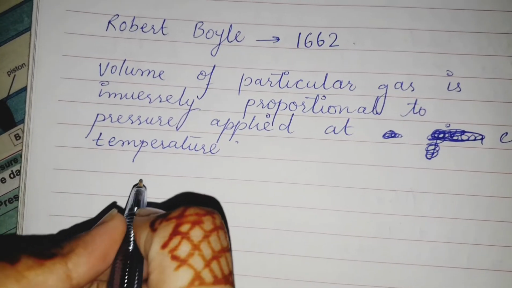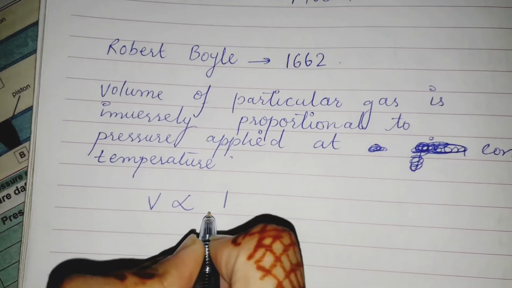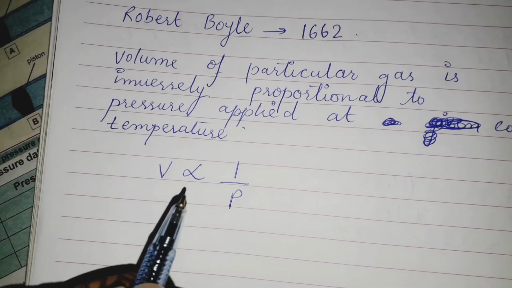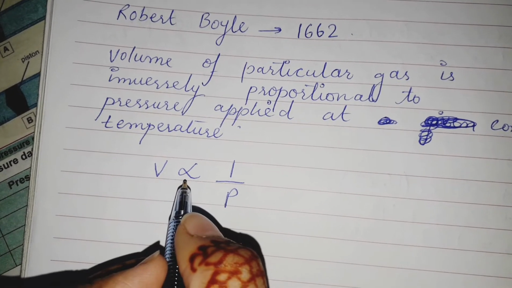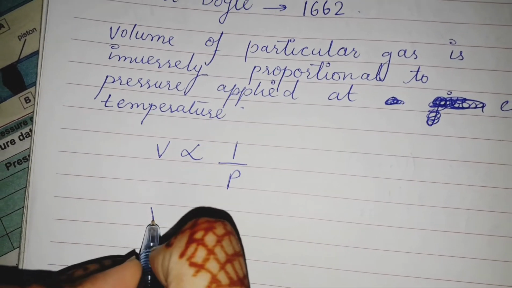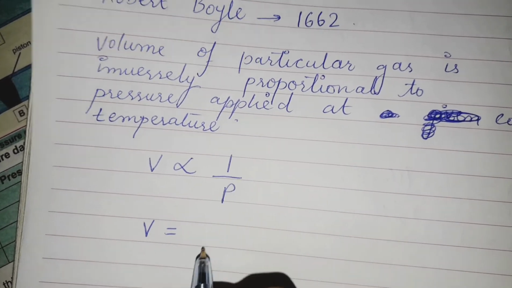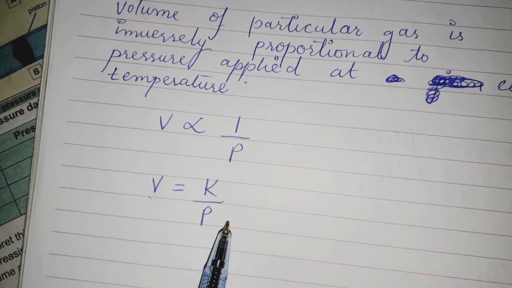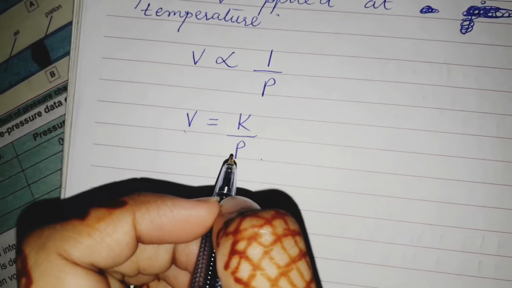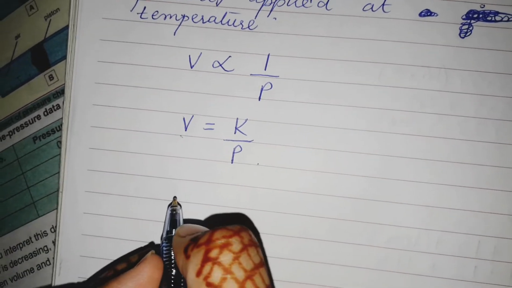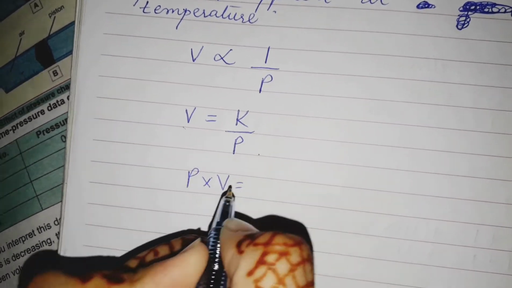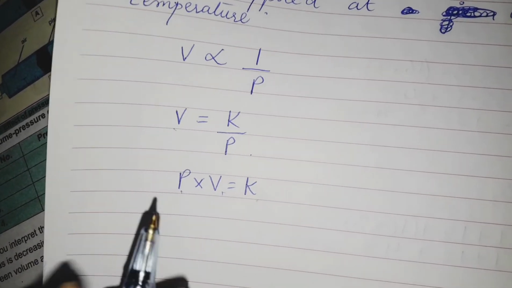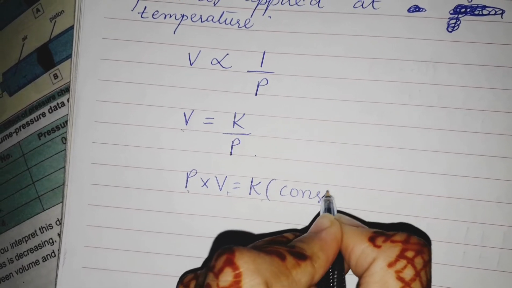We can write it as volume is inversely proportional to pressure. If we remove the sign of proportionality, we will add an equals to sign. Instead of 1, we will write K upon P. Here V is volume and P is pressure. So when we take pressure to the left hand side, it becomes pressure into volume is equals to K, which means that the product of pressure and volume is equals to a constant. K is a constant.